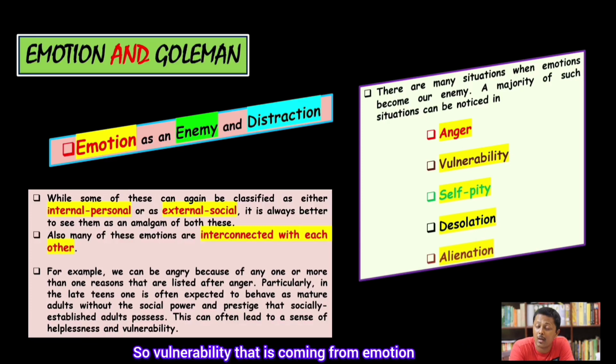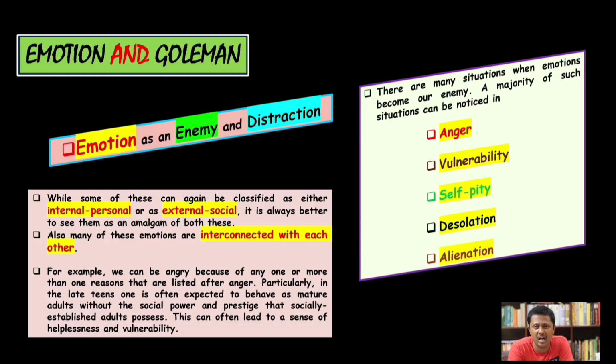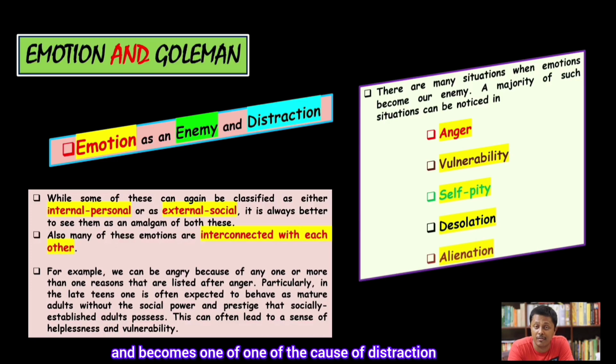So vulnerability that comes from emotion may come anywhere, anytime. If one is expecting a mature response from you, it is not easy for you to deliver that because you do not have that social status. From social status, people usually demand a mature sense. If you do not possess that kind of social status, naturally that maturity may not come from you. So this is where emotion becomes our enemy and one of the causes of distraction.